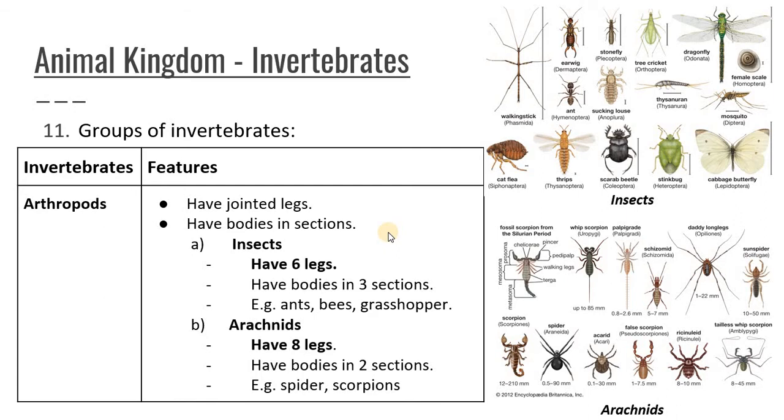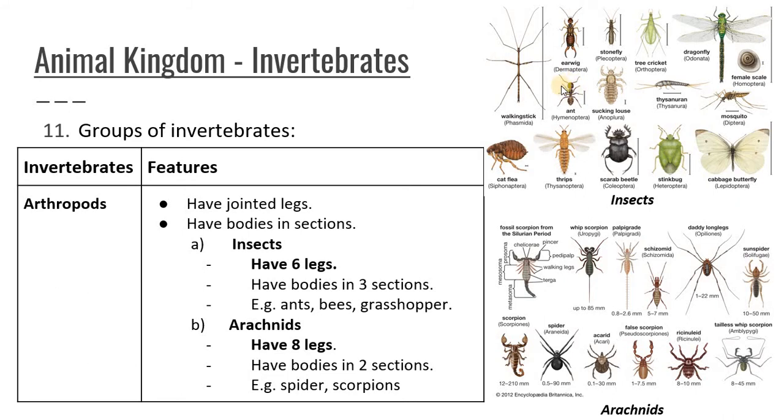But what is the difference between insects and arachnids? Insects have 6 legs. Examples of insects are ants, bees, grasshoppers, locusts, and mosquitoes. If you count the legs, they only have 6 legs. And an insect has its body in 3 sections. Let's look at an ant, for example. You can see this is an ant. An ant has 3 sections.